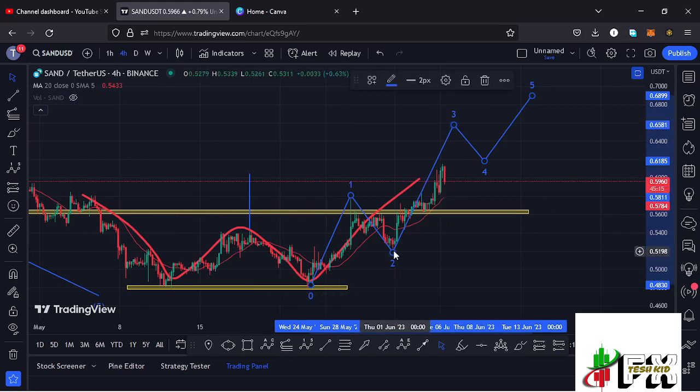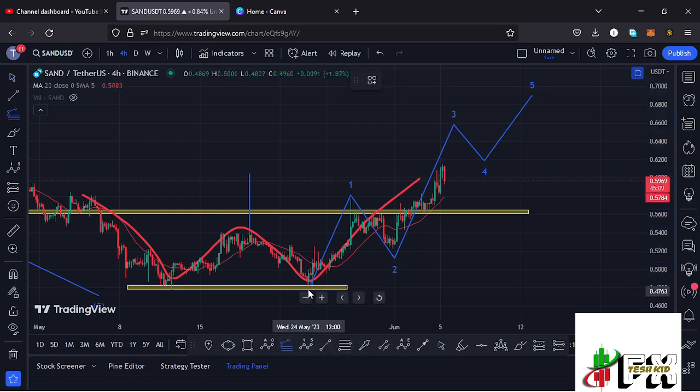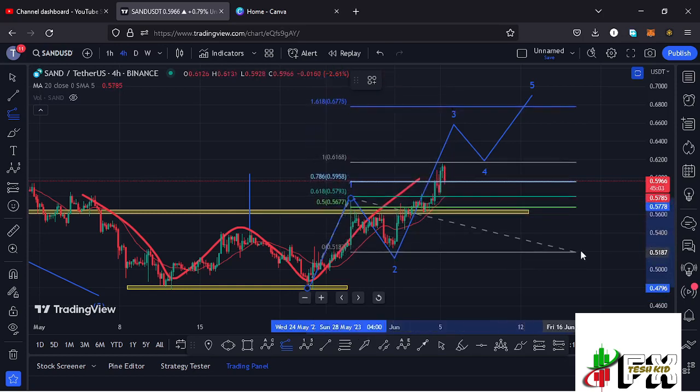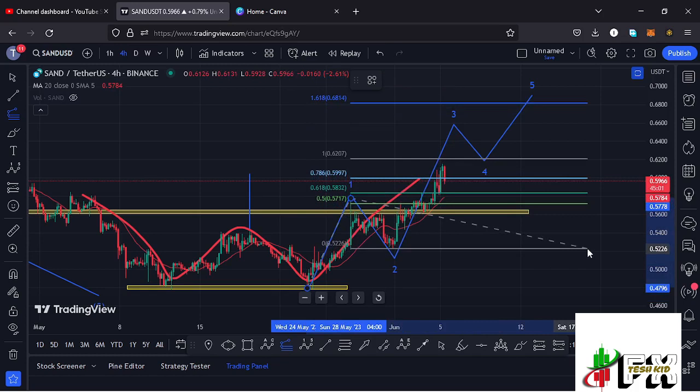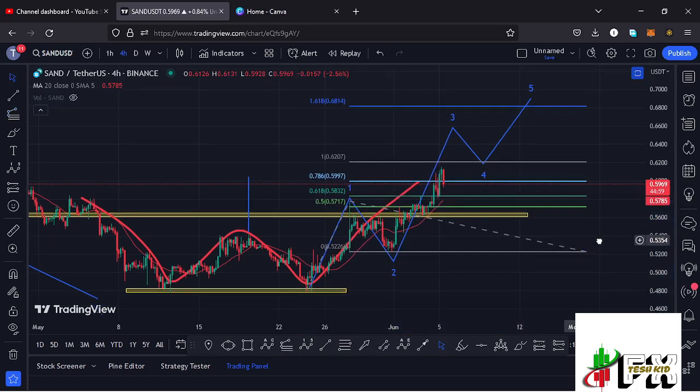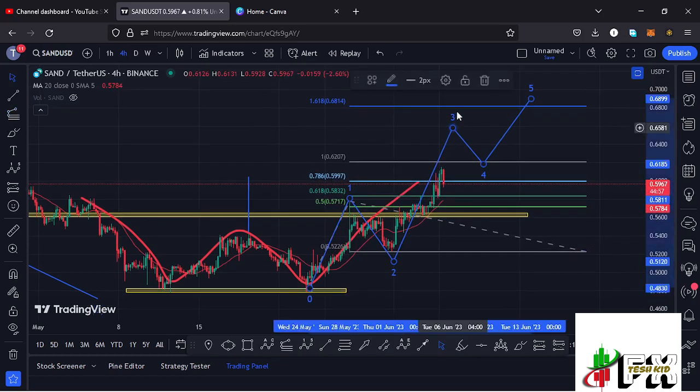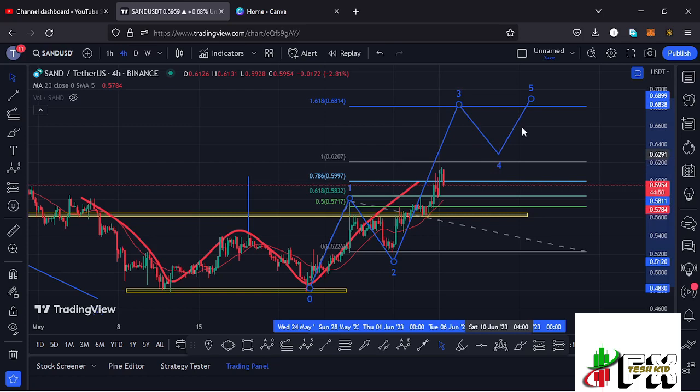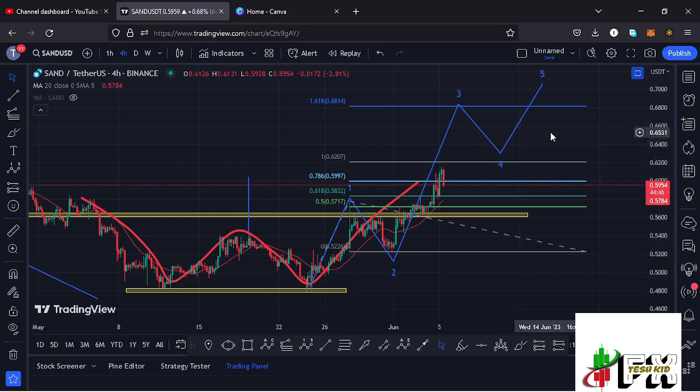And giving you minimum target areas for this wave 3 to the upper side by connecting the trend-based Fibonacci from the low of the first wave to the high of that wave 1, then dragging the fibs to the low of the second wave. That now gives me a minimum target area at the fib level 1.618, and that is at around the $0.6814 mark. And that is the minimum that we can expect that wave 3 to the upside to do.